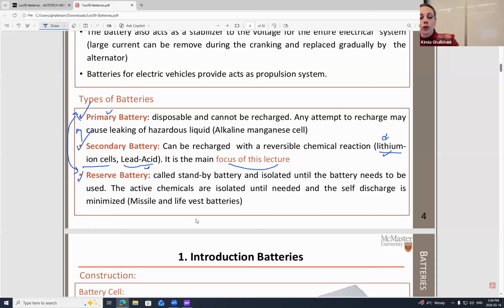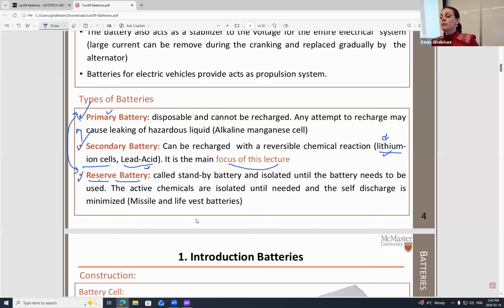Therefore, the potential for them to be destroyed and go bad is less than an actual primary battery. Again, I'm going to repeat: a reserve battery is like a primary battery, or I would say a primary battery is a non-rechargeable battery. The only difference is that their chemicals are isolated. Therefore, they do not have a chemical reaction while they are sitting on the desk or in the storage area. Only when you want to use them, you activate them. That's why we call them reserve batteries.